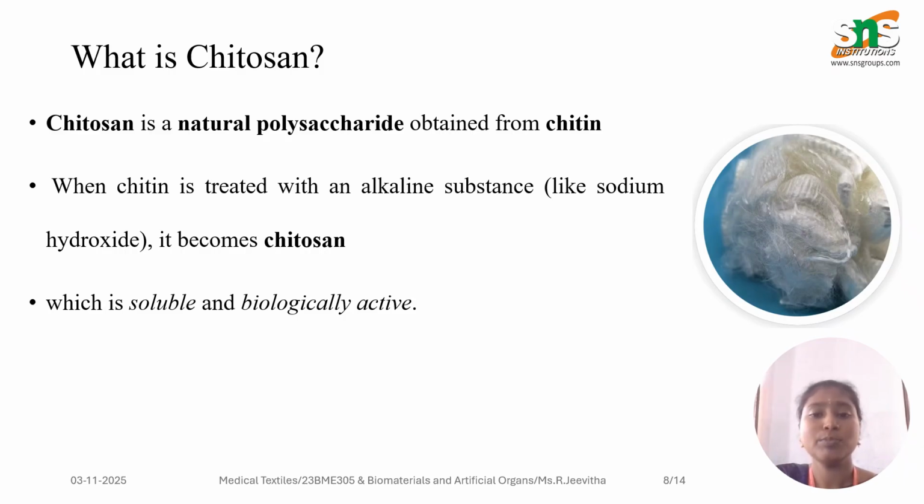And now let's look deeper into one of the key materials, chitosan. Chitosan is a natural polysaccharide obtained from chitin, which is found in the shells of crabs. When chitin is treated with an alkaline substance such as sodium hydroxide, it becomes chitosan. What makes chitosan special? Its natural antibacterial and biodegradable properties, and it is used in medical textiles because of its safe and active nature. It is one of the most popular biomaterials in modern medical textiles.